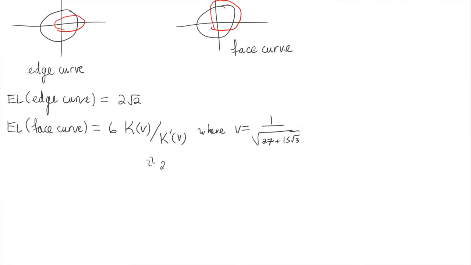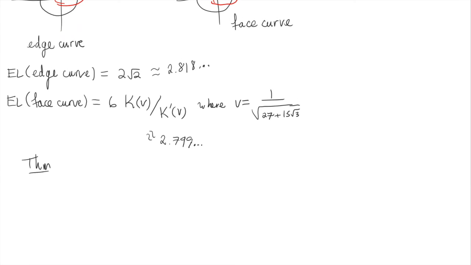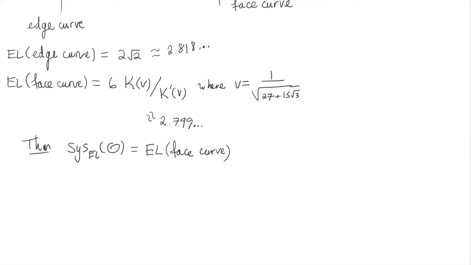in the second case, we don't know of an exact formula for what this is, but we can compute it numerically, and it gives 2.799 and so on. And then 2√2 is approximately 2.818. So on the octahedron itself, the face curves are shorter by a tiny bit. So the result is that the extremal length systole of the octahedron punctured at the vertices is equal to this second thing, the extremal length of the face curves. And then the second shortest are the edge curves.